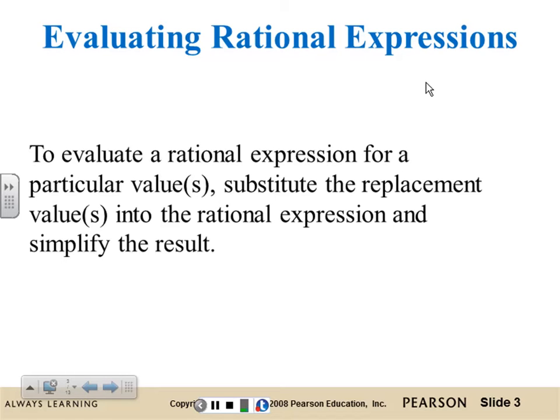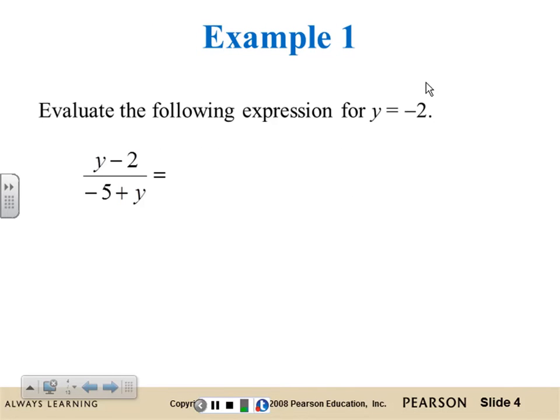The first thing we're going to do is evaluate a rational expression, and to do that, it's just like what we've been doing. We're going to substitute or replace variables with the values that are given into the rational expression, and then simplify the result. So here we have: evaluate the following expression for y equals -2. As you can tell, we're going to replace all of our y's with -2. So we're going to have -2 minus 2 over -5 plus -2. Doing the math from there, we're going to have -4 over -7, which is going to be 4/7.